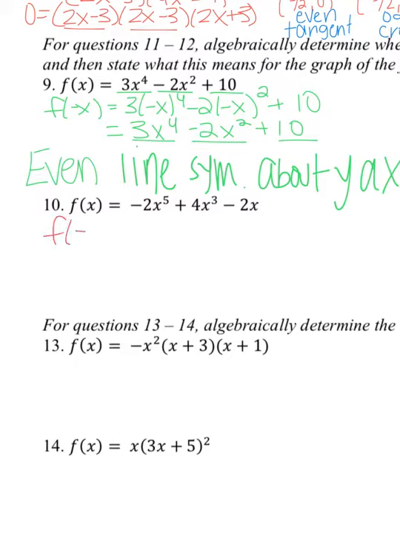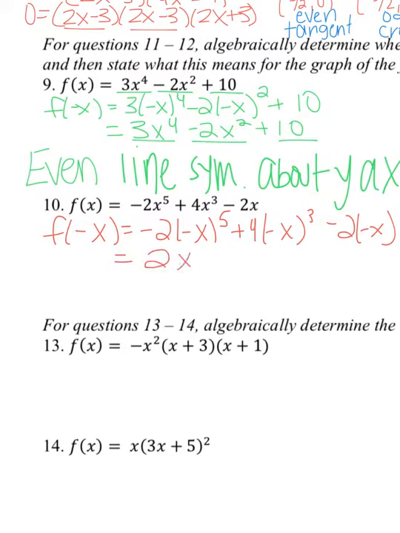So f of negative x, negative 2 times negative x to the fifth, plus 4 times negative x to the third, minus 2 times negative x. So negative x to the fifth is negative x to the fifth. The negative does not cancel out. So negative 2 times negative x to the fifth is going to be a positive 2x to the fifth. Negative x to the third ends up being negative x to the third. So 4 times negative x to the third, negative 4x to the third. And negative 2 times negative x is a positive 2x.